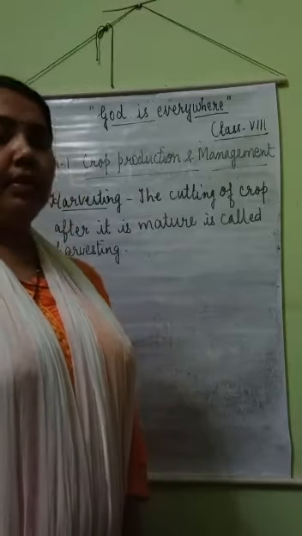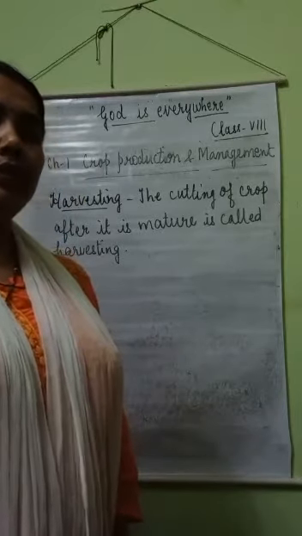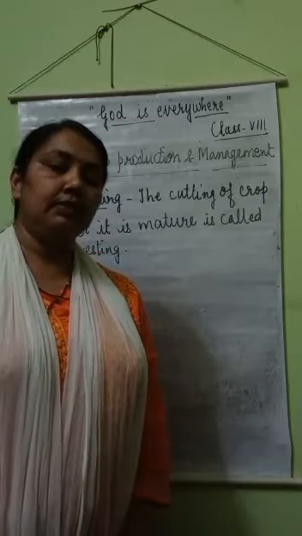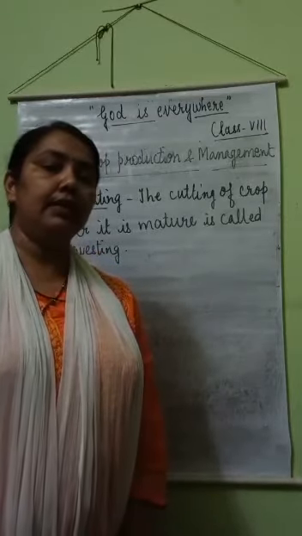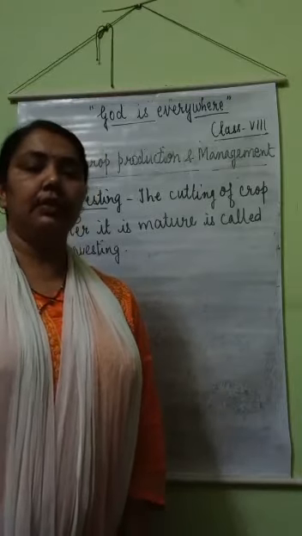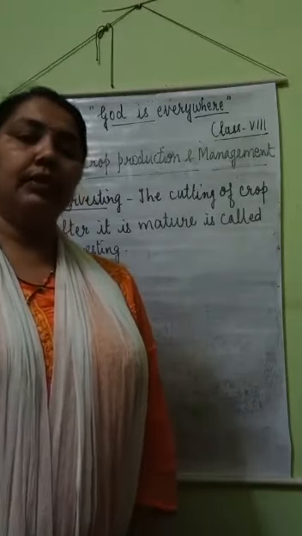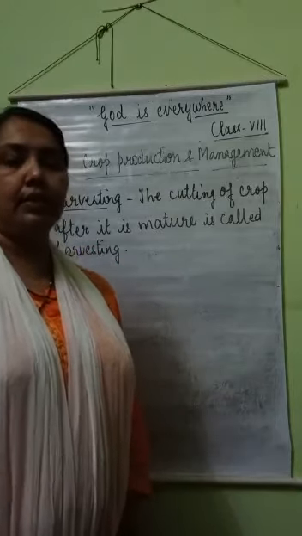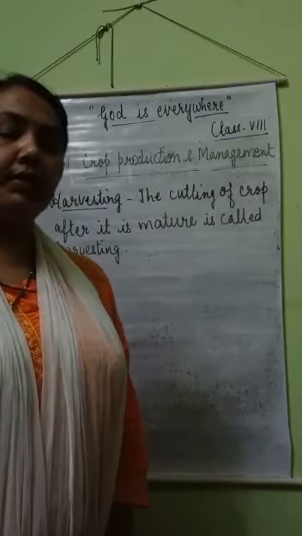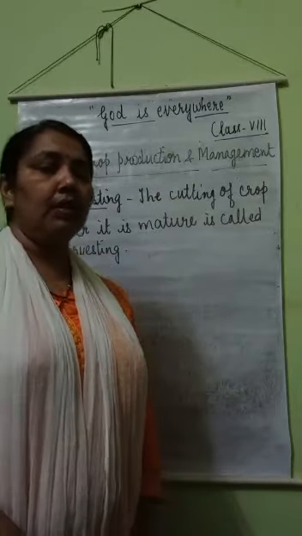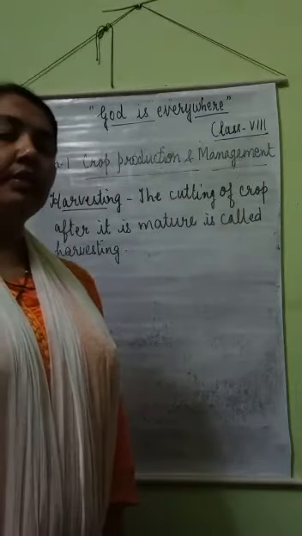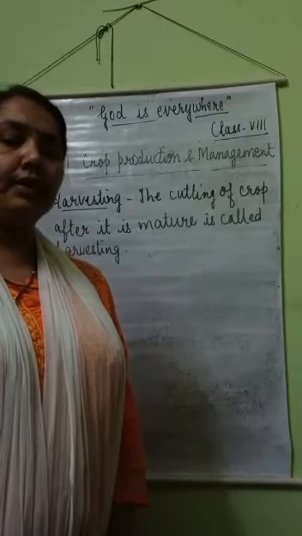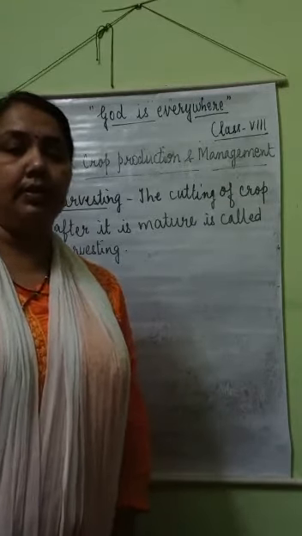Next, irrigation, in which I have told you that some traditional methods like moat, dhekli, and rahat method were used in old age, and modern methods for irrigation are the sprinkler system and drip system. Irrigation after sowing is very necessary because in dry conditions seeds will not germinate.